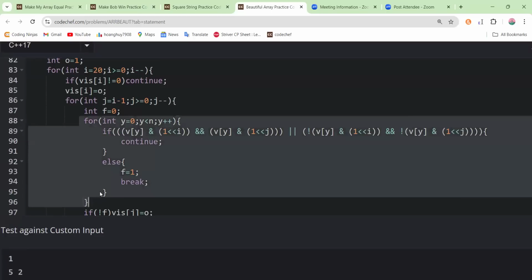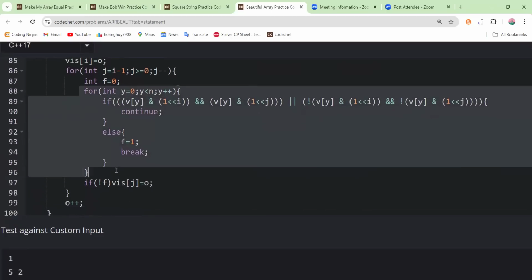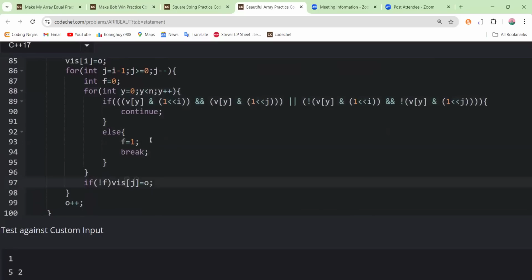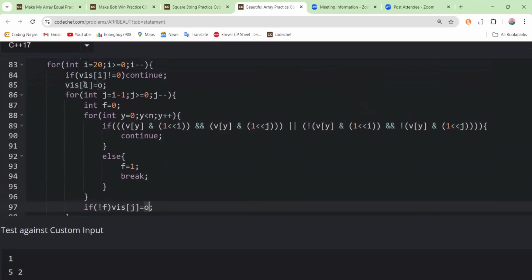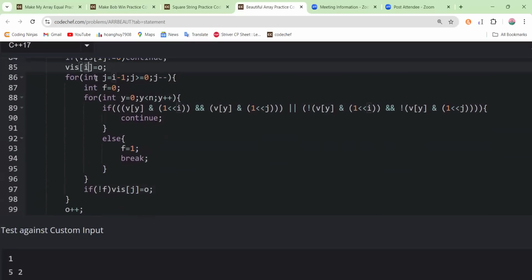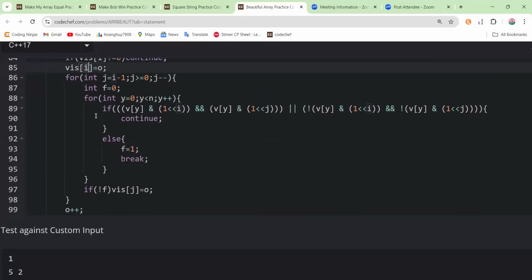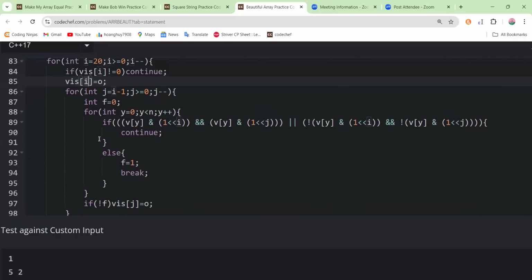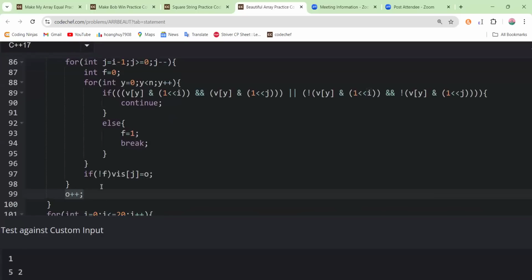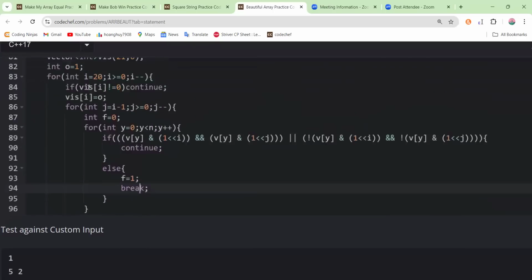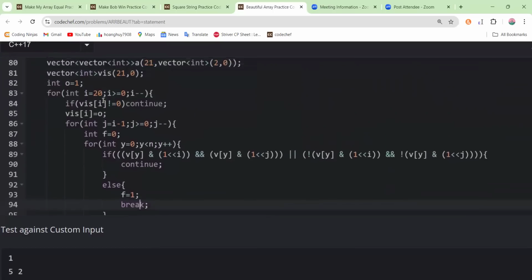If after coming out of this for loop the value of f is 0, this means that this jth bit configuration matches the ith bit configuration. So in visited of j, I am assigning the same number o that I assigned to the bit i. And I do this for every bit towards the right. Once I'm done with this, since I need to assign unique numbers for every configuration, I simply incremented the value of o. This is something that I did, which helps me to check whether their configurations are the same or not.